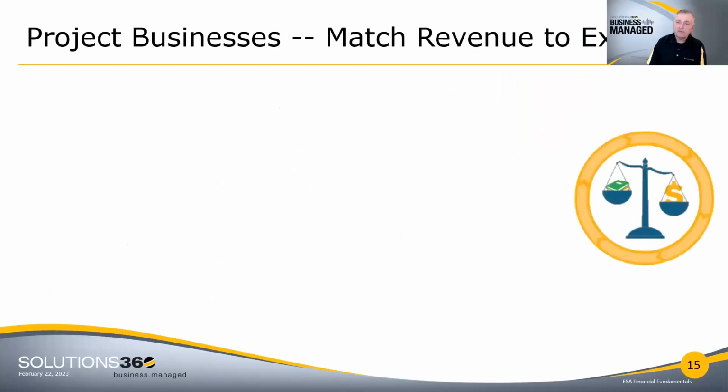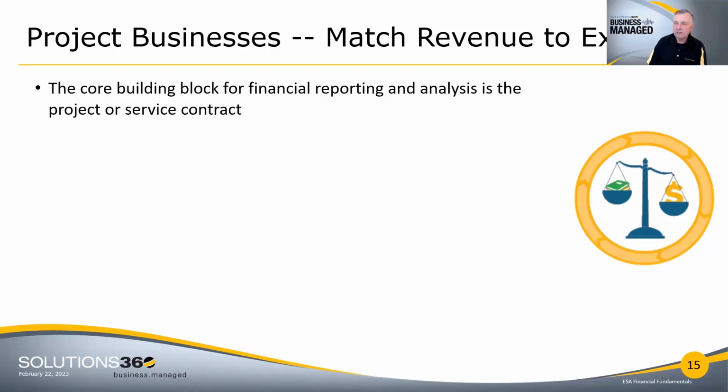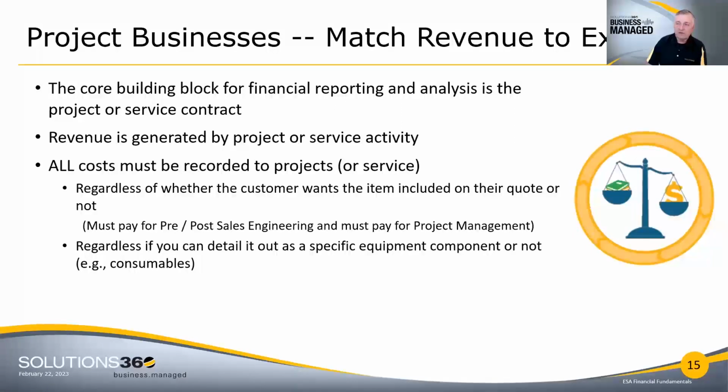So in a project business, the key accrual accounting concept is to match revenue to expenses. And so the core building block for financial reporting is the project or service contract. We start with that. That's the building block. We're not running a manufacturing line where we sell 10,000 widgets. We're not running a retail operation where I'm selling pieces of inventory. We're running a project, and the project has equipment and labor associated with it. And revenue, by generally accepted accounting principles, GAAP, is generated as we perform work on that. So my revenue is determined by the work that I perform on a project. So all costs have to be recorded to that project.